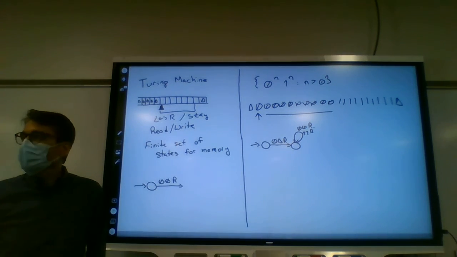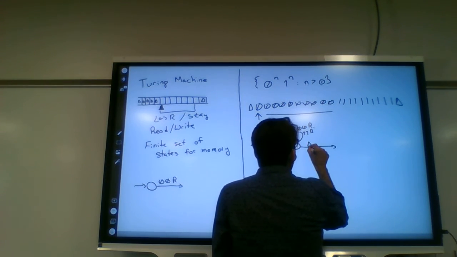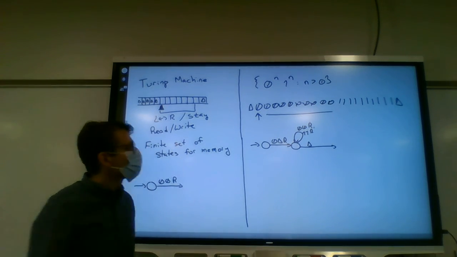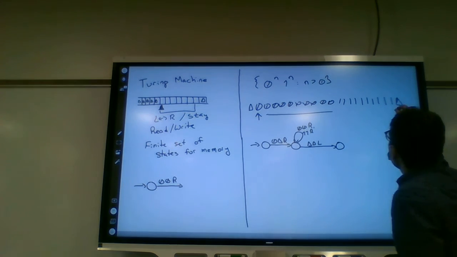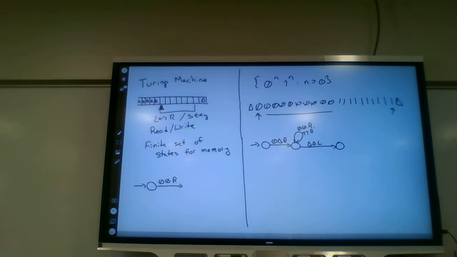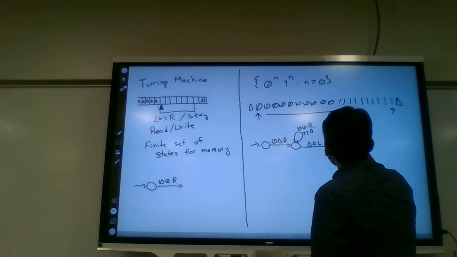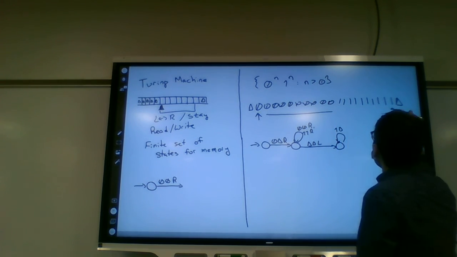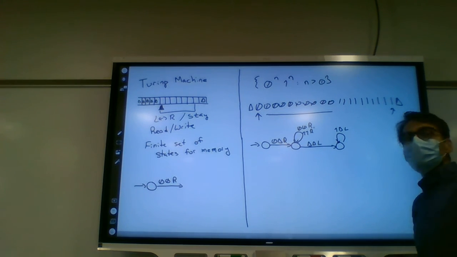All right, so now what? If you read a delta, what do you do? You write a delta and move to the left. So that puts us right here. Yep. So what do you do at that stage? Read a 1, write a delta, and then you move to the right. Or no, you move to the left. Now we're moving to the left, right?